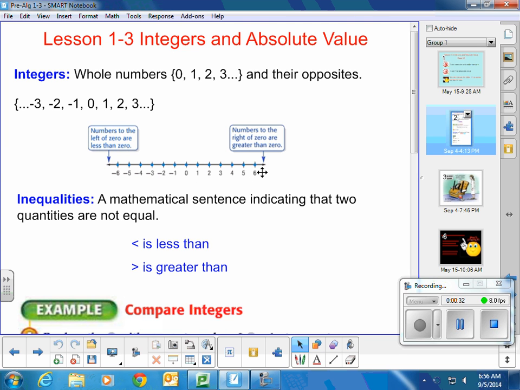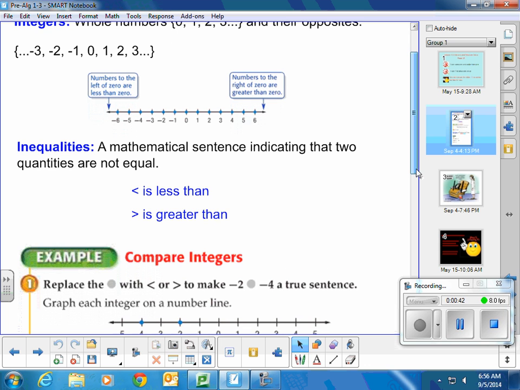Numbers to the right of 0 are greater than 0, and numbers to the left of 0 are less than 0. When we compare them, we'll often write an inequality. An inequality is a mathematical sentence indicating that two quantities are not equal. In this lesson, you'll be using the less than and greater than sign.